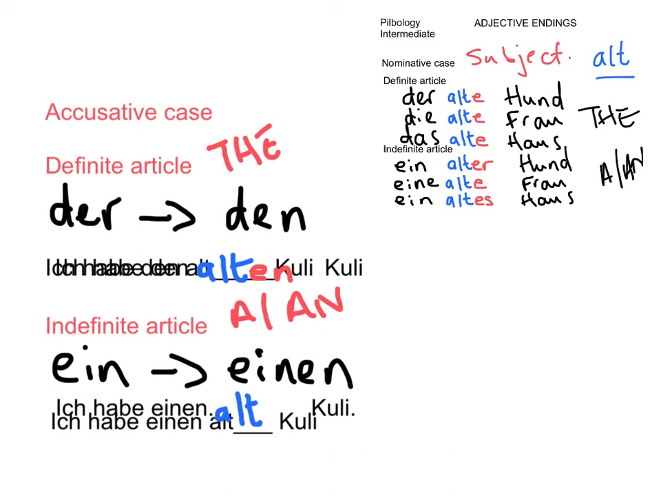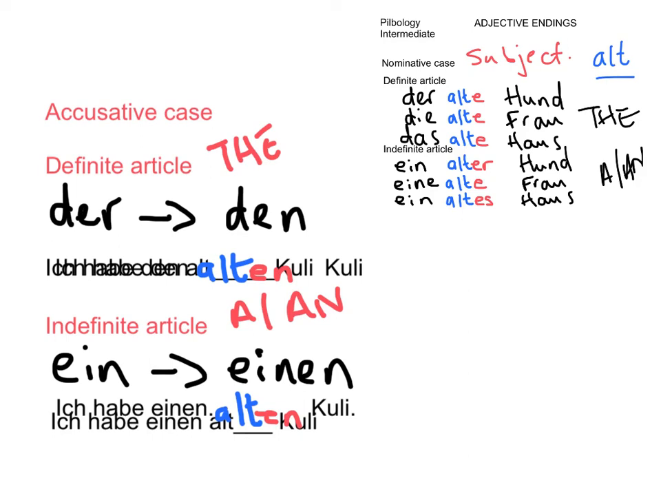Looking down at the indefinite article, the ein, because it's no longer in the nominative, it is now in the accusative, becomes einen. So ich habe einen, and quite simply we add the en ending. Everything else is the same. Okay? The one time where it is different is when everything is in the plural.